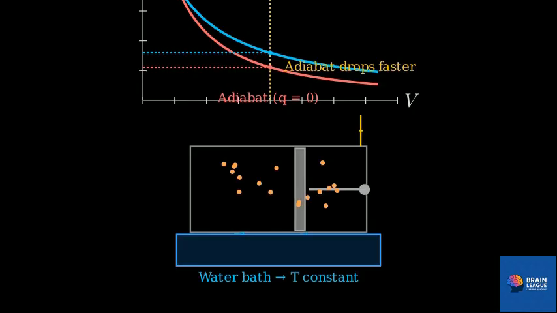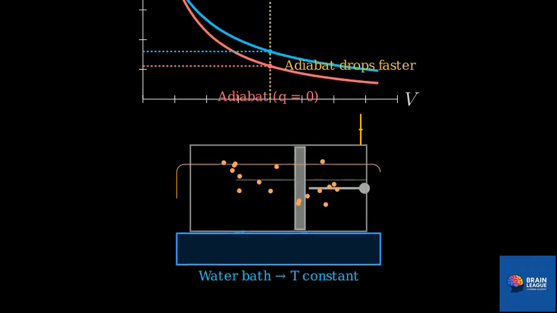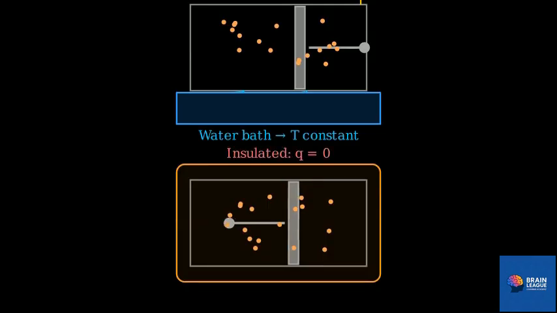Now, adiabatic. Imagine a well-insulated cylinder, like wrapped in a thick blanket. We compress the gas quickly. No heat flows in or out. Q equals 0. So the work changes the internal energy and the temperature rises.